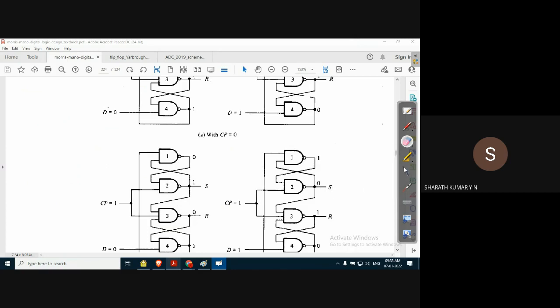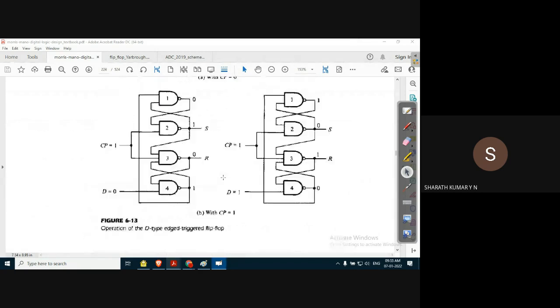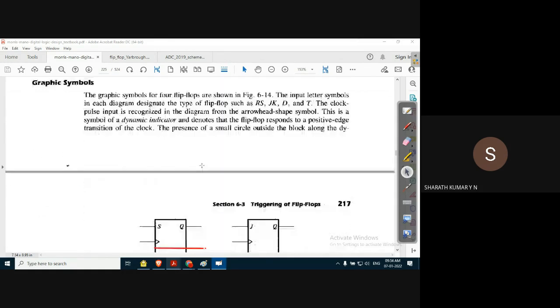Okay, so this is what is called an edge triggered flip flop. In most cases where there is a possibility of noise in the circuit, edge triggered flip flops are preferred over what are known as level triggered flip flops. Okay, so here we go.